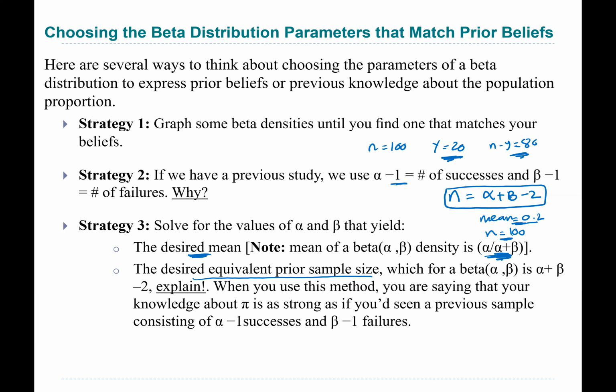Because keep in mind, there are many beta distributions with different alpha and beta that give the same mean 0.2. So I need to select one of them. So we need to have another condition.